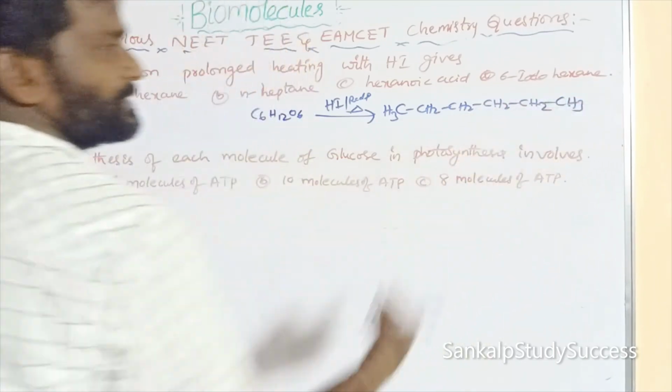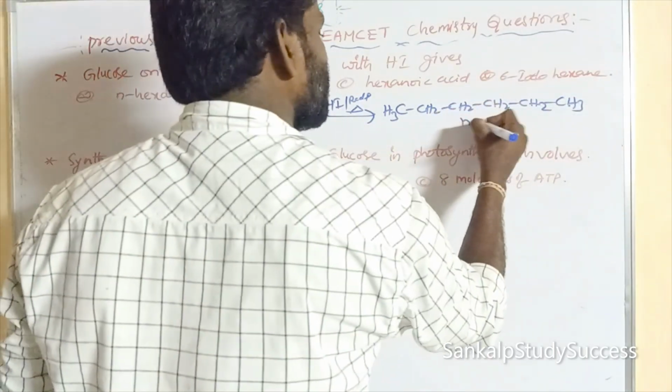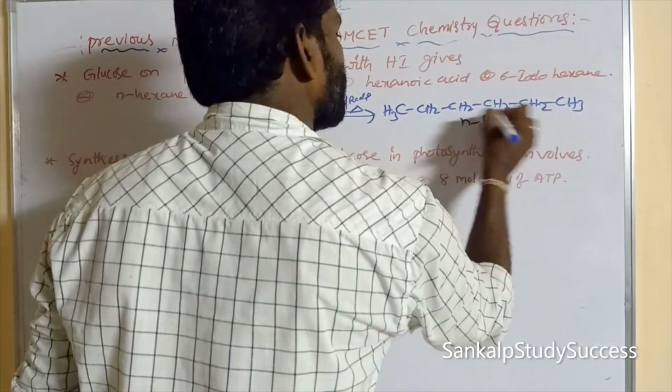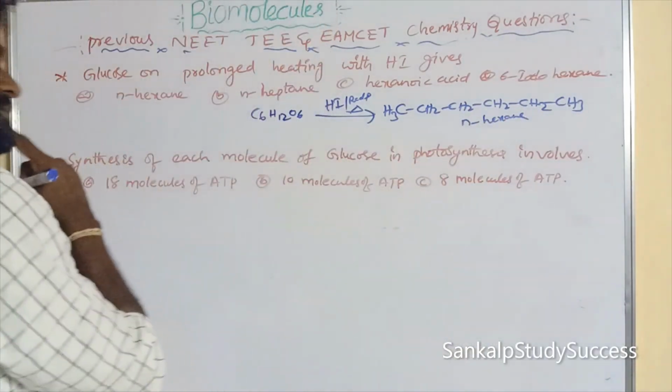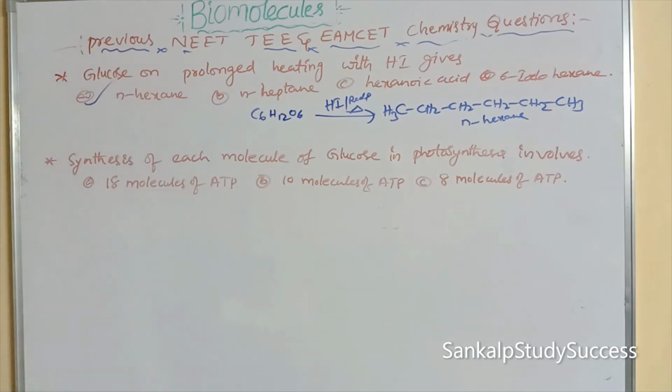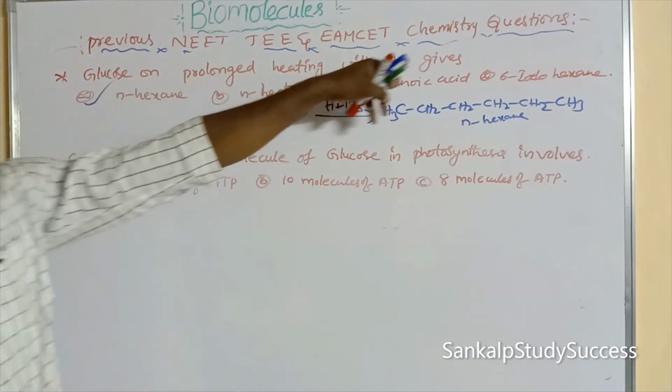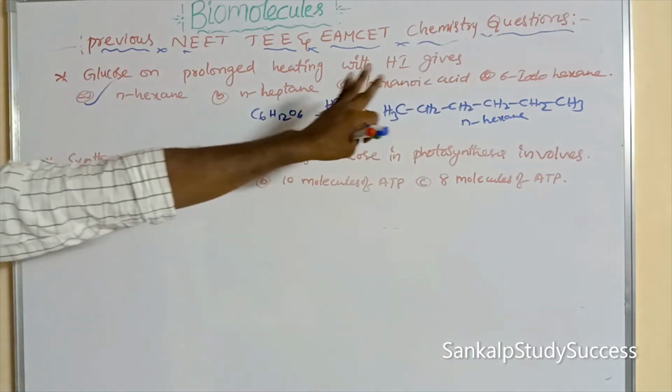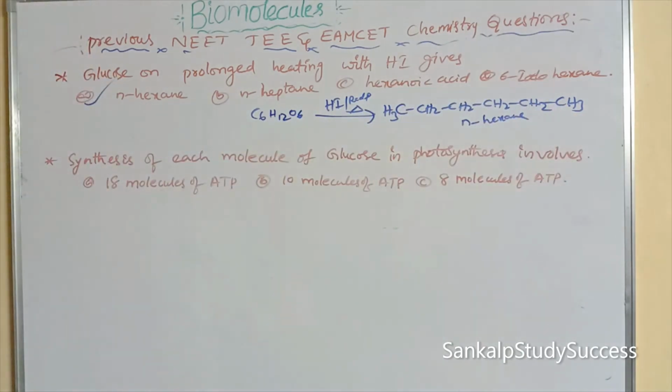So here 6 carbons are present in a straight line. So that is N-hexane. Right, N-hexane. So this is the answer. Glucose on prolonged heating with hydrogen iodide gives N-hexane. So this is studied in the properties of glucose. Now we go to another bit.